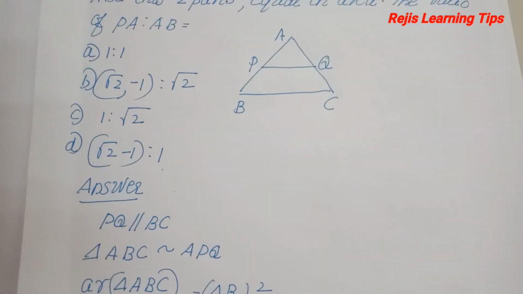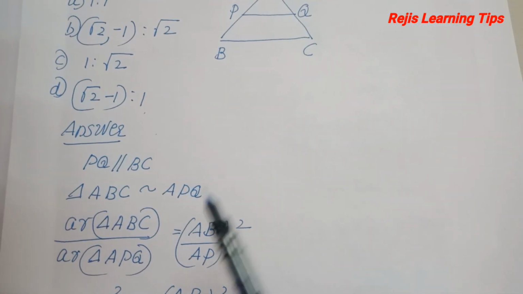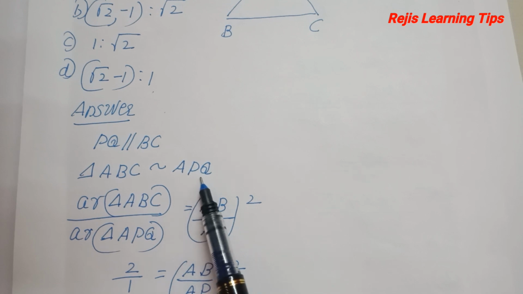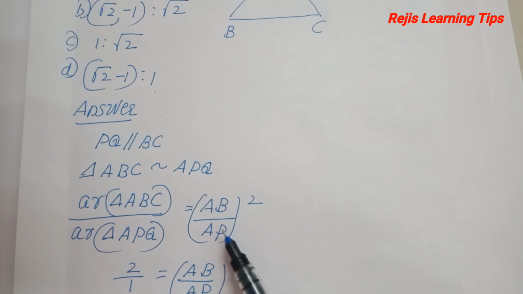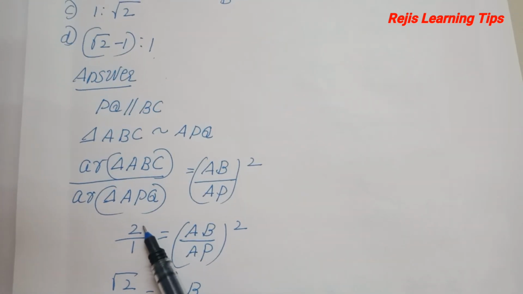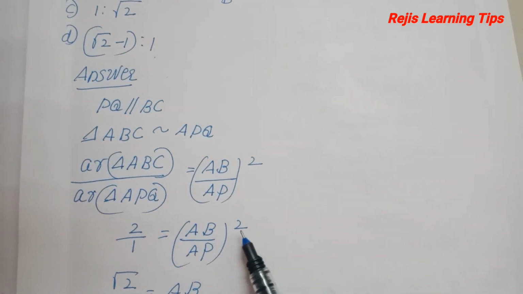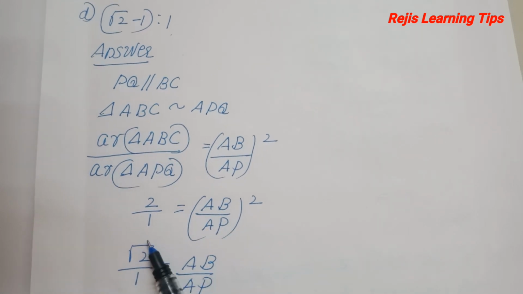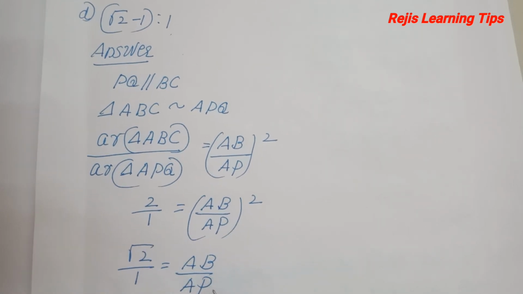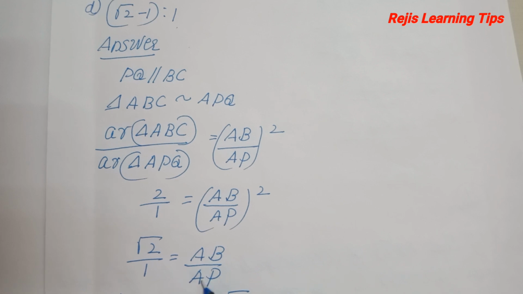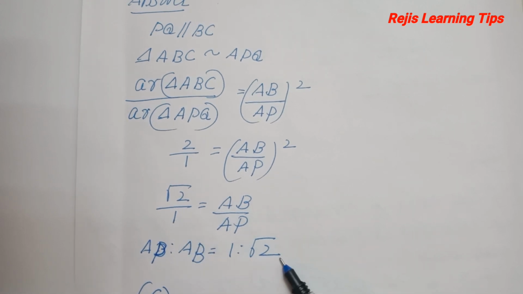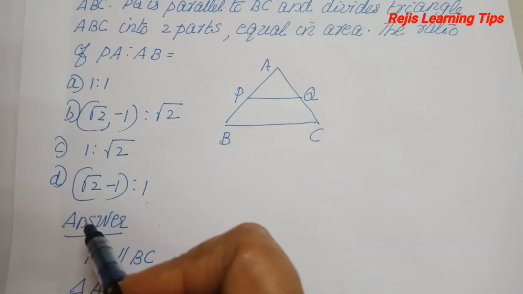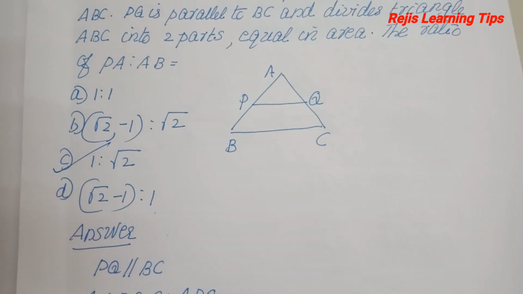Okay, PQ parallel to BC, triangle ABC is similar to triangle APQ. Then area of ABC by area of triangle APQ is equal to AB by AP the whole square. 2 by 1 is equal to AB by AP the whole square. Then we have to take square root on both sides. Root 2 by 1 is AB by AP. So therefore, AP is to AB is equal to 1 is to root 2. So our option C, that is 1 is to root 2.